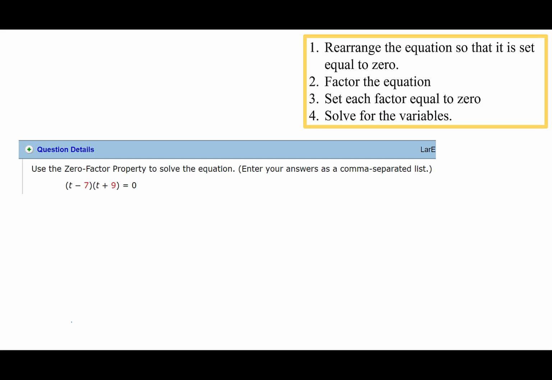So the zero factor property says that if you have two factors and they're multiplied together and the product is 0, then one or both of those factors also must equal 0. So this is what I mean. Either t minus 7 could equal 0 or t plus 9 could equal 0.